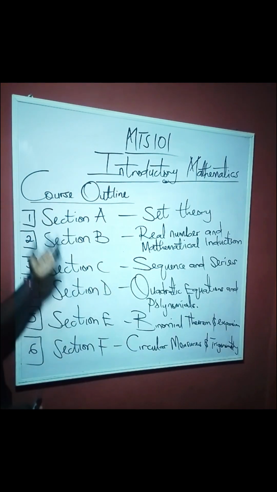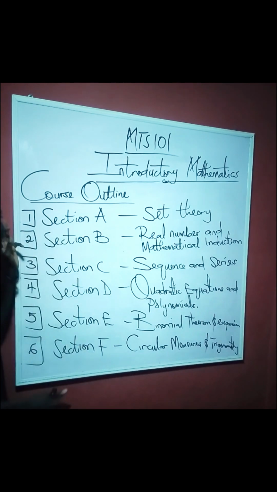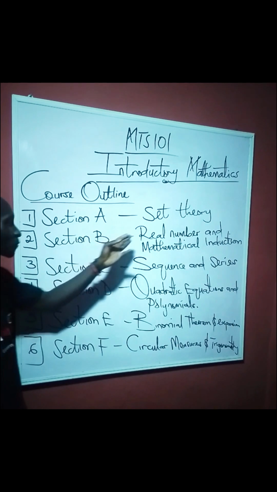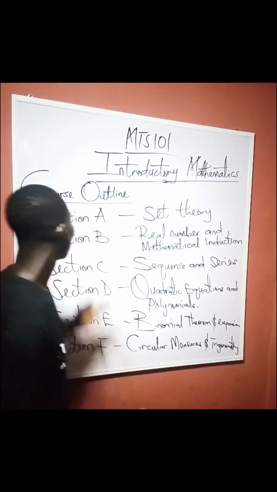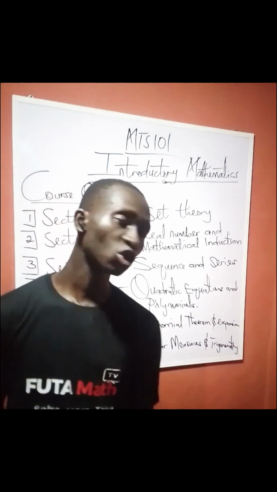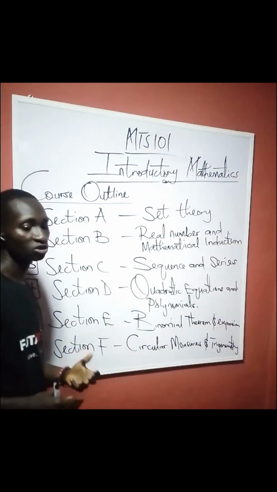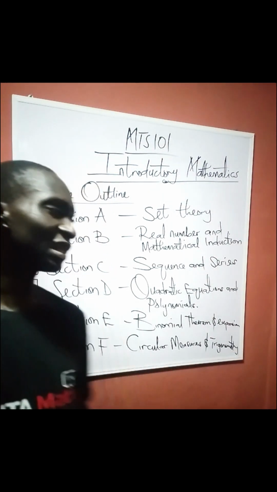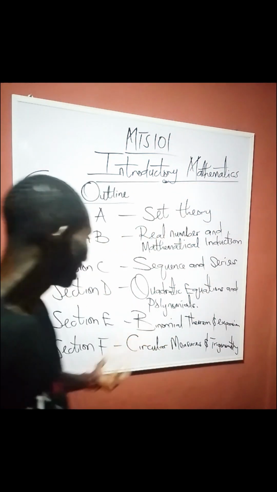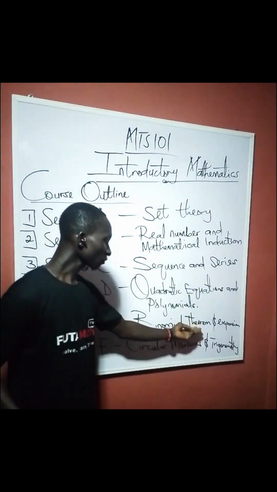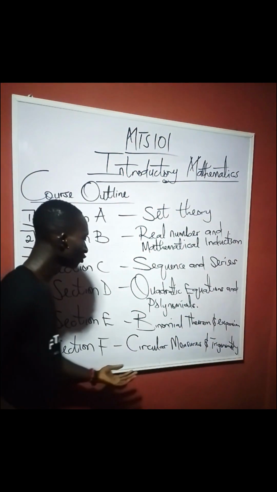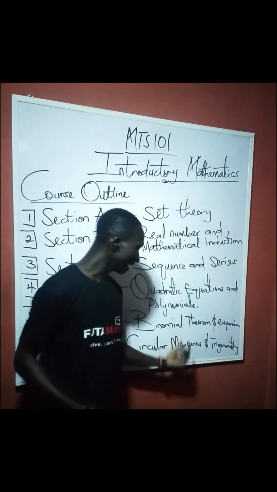So the course contents, or the course outline, are sectioned into 6 parts. The first part, which is section A, we talk about set theorem. Section B, we talk about real numbers and mathematical induction. The C section, we talk about sequence and series. After that, we move to quadratic equations and polynomial. Then after that, we move to binomial theorem and expansion. And the last part, you're going to talk about circular measures and trigonometry.